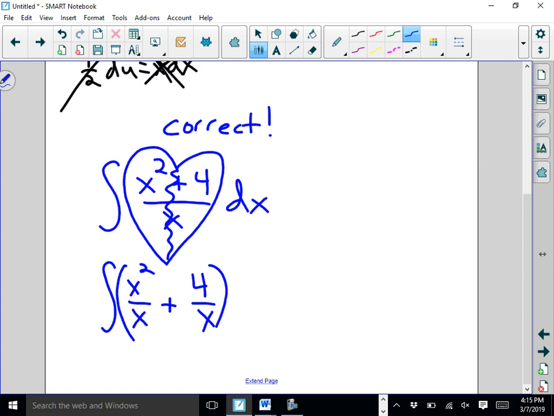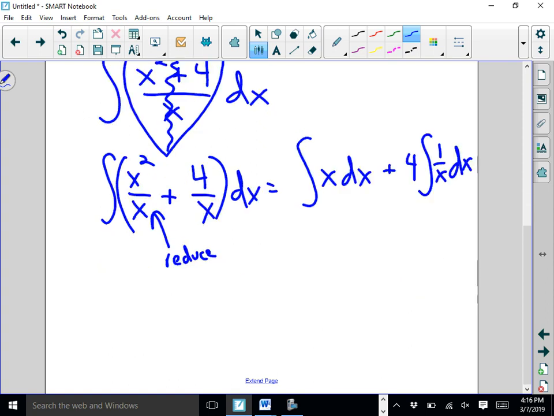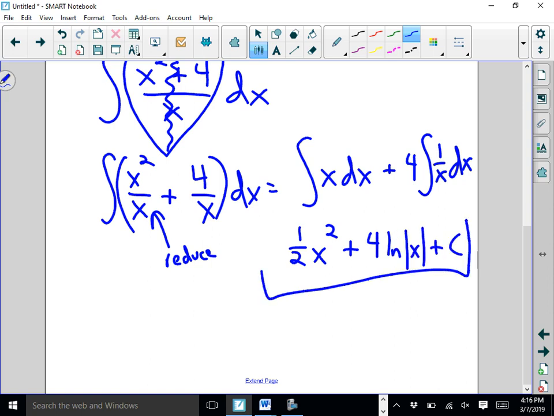These are the same. This reduces. And I'm going to split my integrals here. X squared divided by x is x. And I'm going to take that 4 out front. No U substitution needed. Now I've got two easy antiderivatives to do. This is my correct answer here.